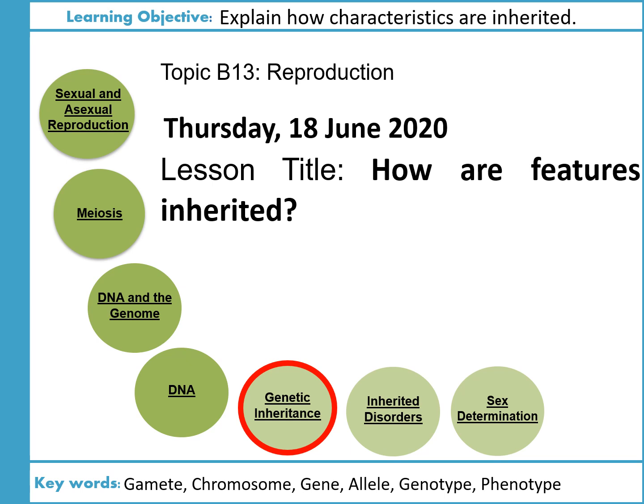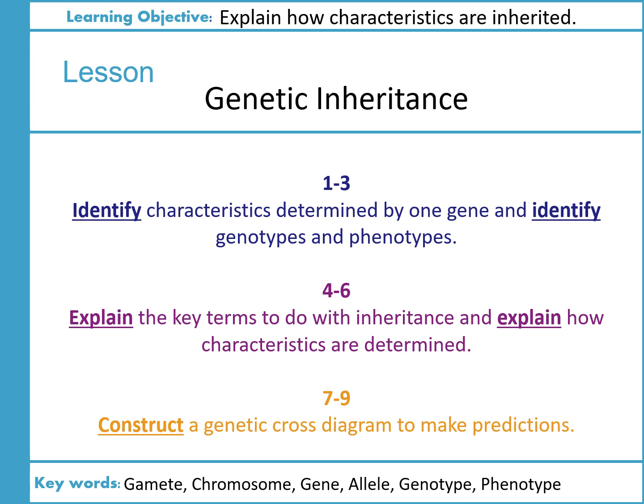Okay, so we're in the genetic inheritance part of this unit today, and we need to be able to identify characteristics that are determined by one gene and identify the genotypes and phenotypes of individuals for particular genes. Explain the key terms to do with inheritance and explain how those characteristics are determined, and also conduct a genetic cross diagram to make predictions. We usually call those Punnett squares. There are some keywords across the bottom there that you are familiar with already, I hope. Gamete, chromosome, gene, allele, genotype and phenotype.